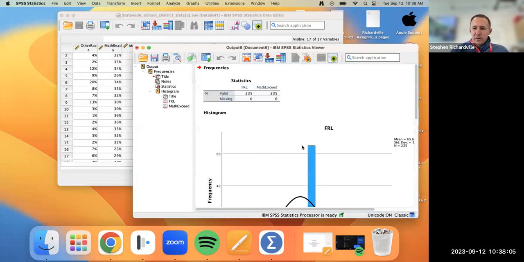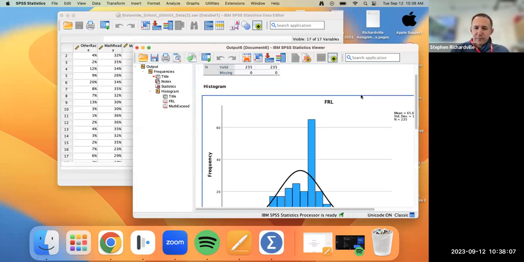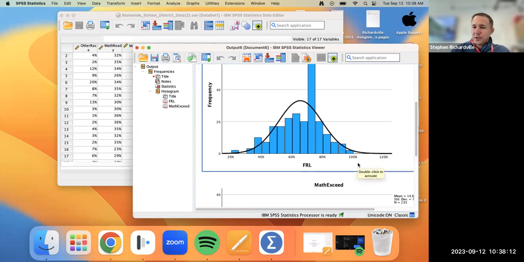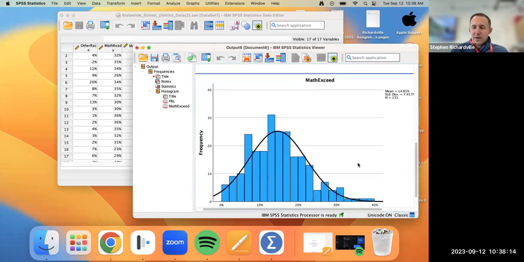And when we pull up our histogram, you can see for free and reduced lunch versus frequency, our test of normality looks pretty good, as does for the students excelling in math. Our frequency looks pretty good, pretty normal curve there. Next, we need to check linearity.